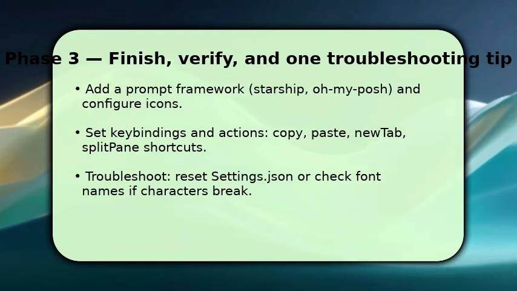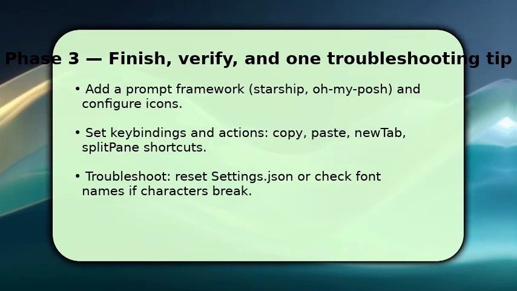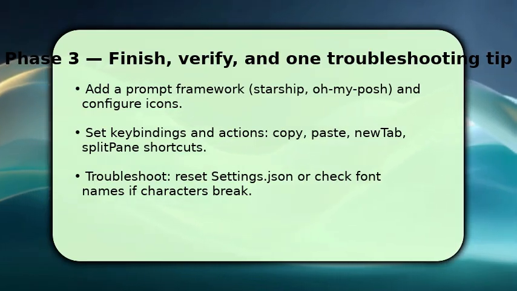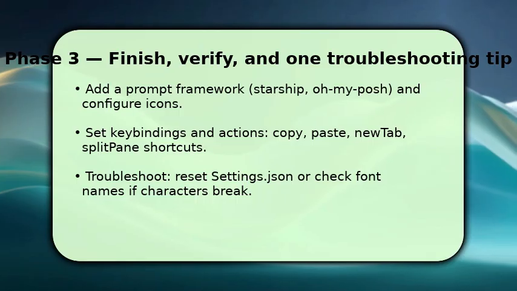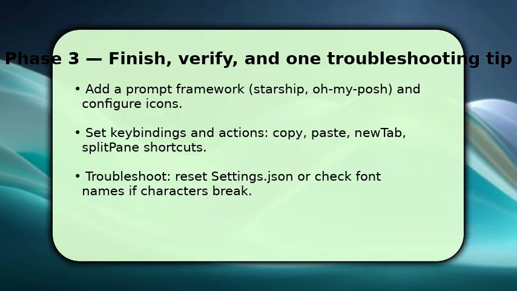Install a prompt framework like Starship or OhMyPosh to show Git, status, and time attractively. Configure icons to match your nerd font. Then customize key bindings. Add split pane and new tab shortcuts so workflows feel immediate. Sync your settings.json across machines if needed.